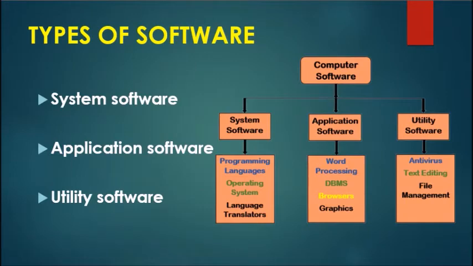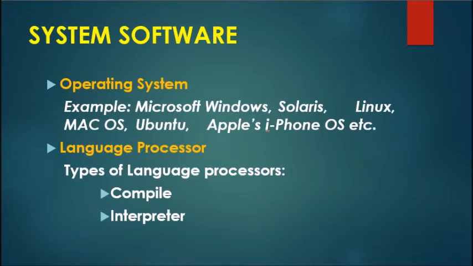So in the previous video we have learned that the software are of three types: system software, application software and utility software. We have also seen examples of each type of software. Now we will study them in detail and know the difference between each of them. So first comes the system software.